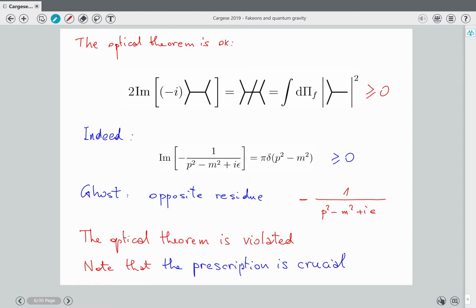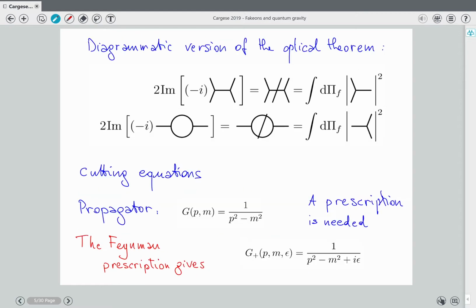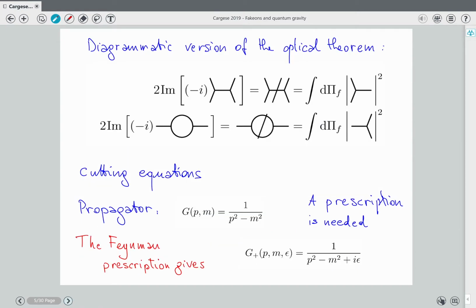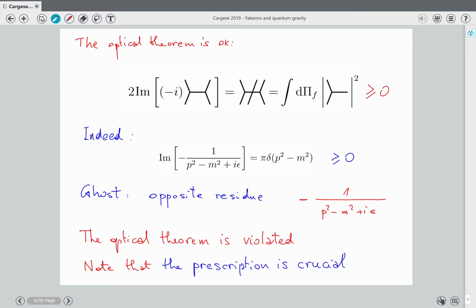Now, what is a ghost? A ghost is the same propagator with a minus sign in front. That is not okay. A minus sign in front, as you find here, for example, will destroy unitarity, because you will change the sign of the left-hand side. You will not change the sign of the right-hand side because it's a square. So ghosts are these objects. And they violate the optical theorem.